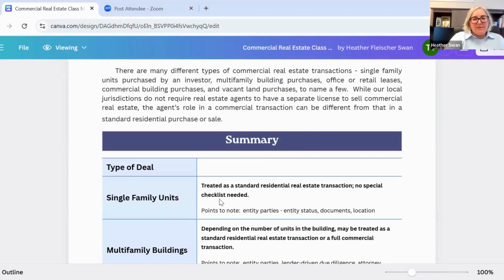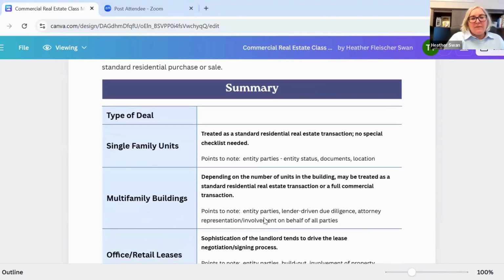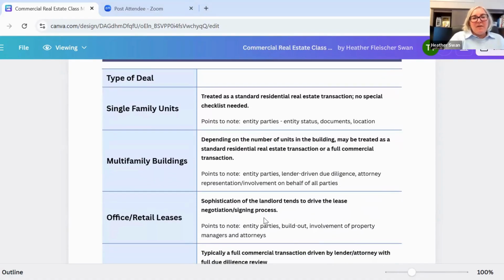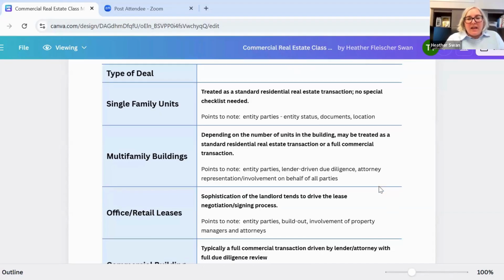So we talked about what happens with single family units. And then we talked about entities, since this is the first time that you may see an LLC buying a property. Okay. So next we have our multifamily buildings, right? And again, this can be a duplex. It could be a 4-unit building.